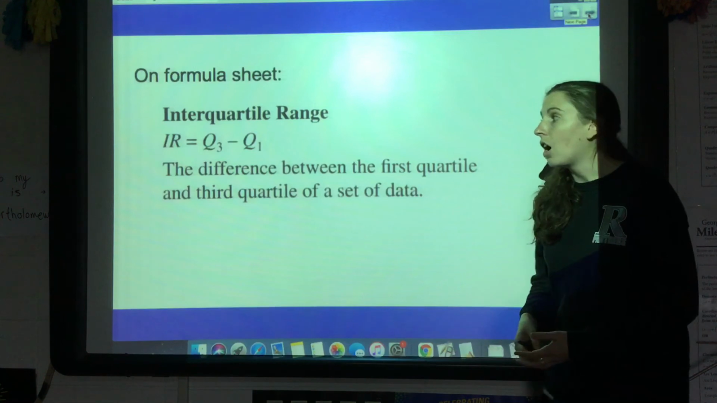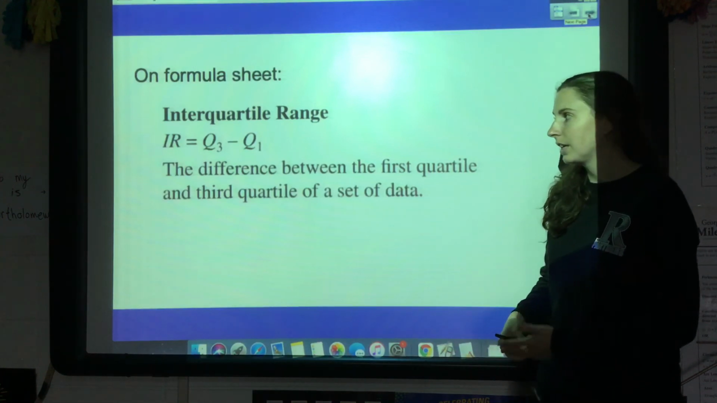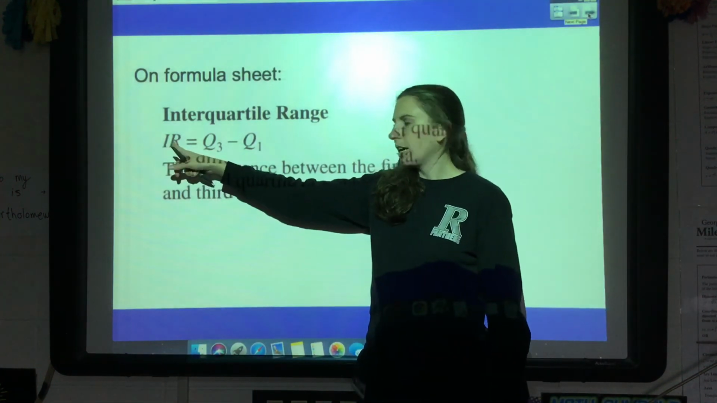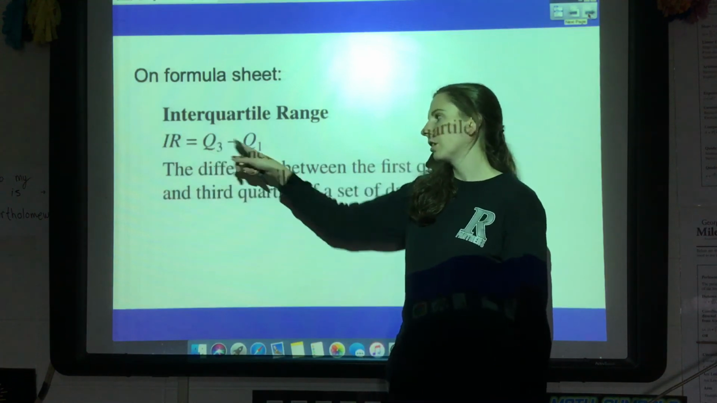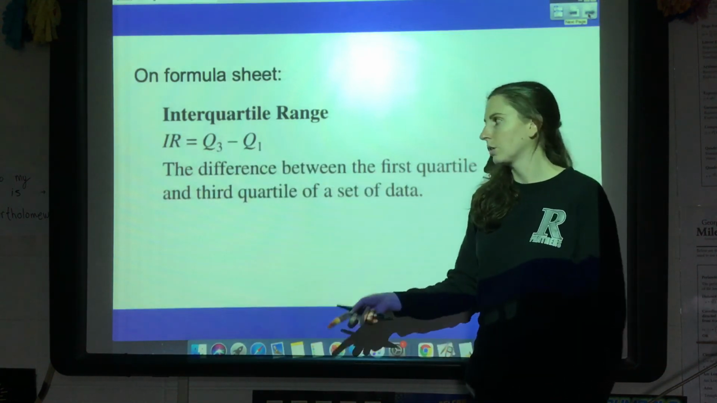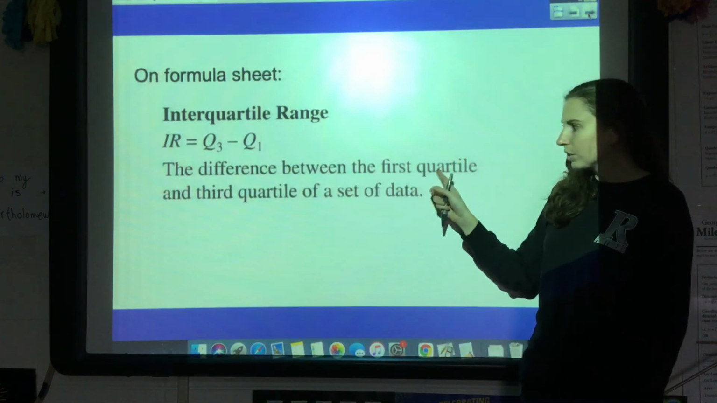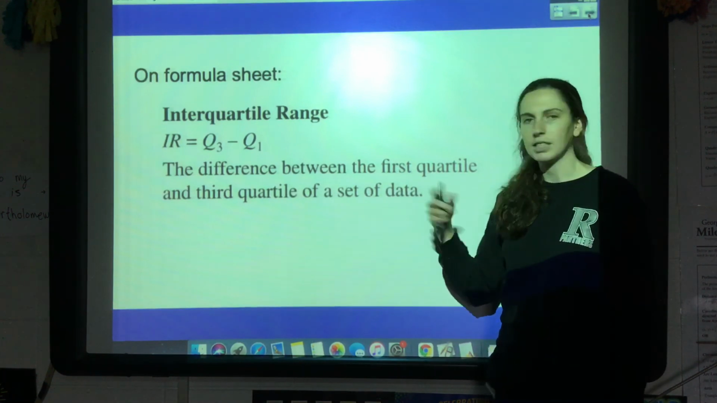This is actually on your formula sheet. It says the interquartile range, IQR, is Q3 minus Q1. It even tells you in words as well. It's the difference between the first quartile and the third quartile of a set of data.